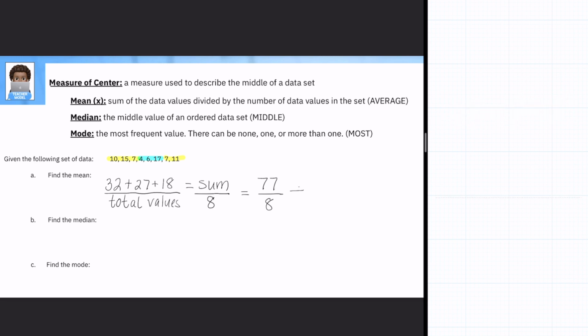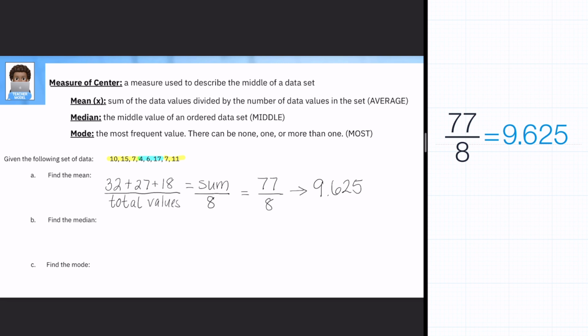So my last part is just to do this division. 77 divided by 8. And that gives me 9.625. If they ask you to round to a particular number like the temps, do it. But here we go. That's all we needed for mean. So we got the mean one out the way. And it's just the sum out of the total numbers in the data set.